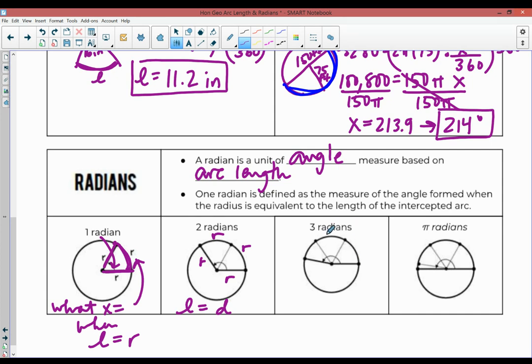And then this would be 3. We're almost halfway to the circle. And we look here, well, you notice there's a semicircle there. And that's pi radians.